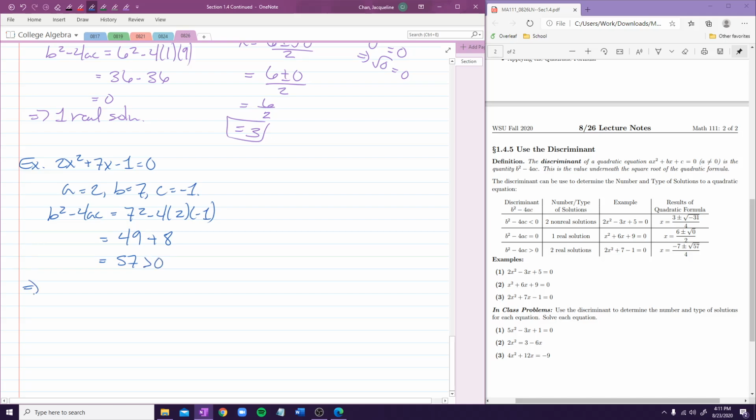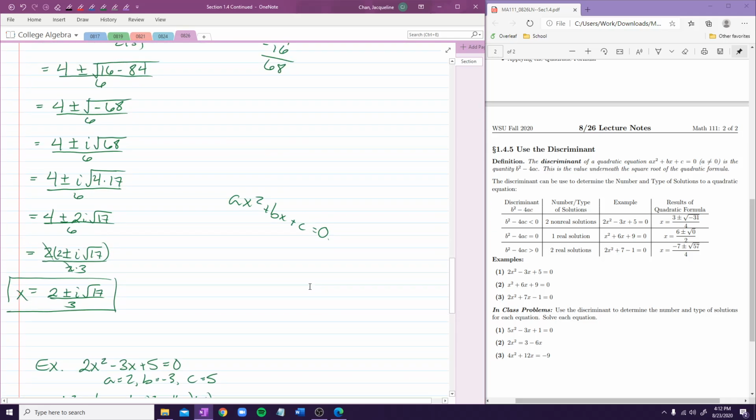So what does that tell us? That tells us this is 2 real solutions. Let's look at the quadratic formula. We get x is equal to negative 7 plus or minus the square root of 57 over 4. We don't really have to do anything else. It's negative 7 plus the square root of 57 over 4, and negative 7 minus the square root of 57 over 4.